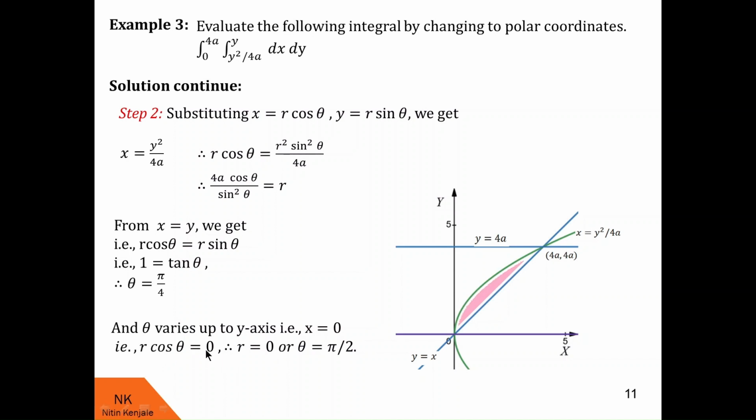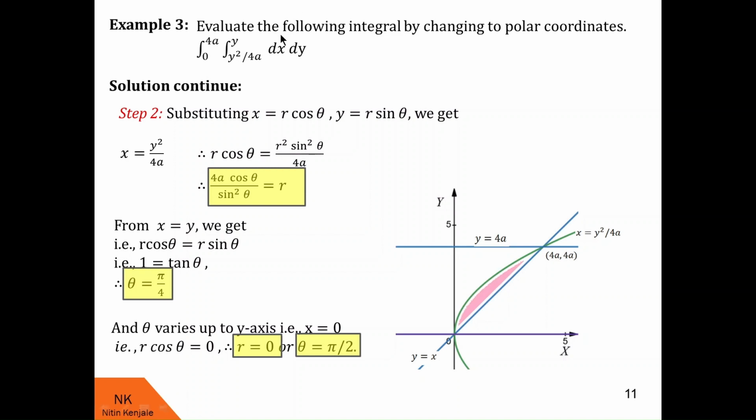And we know that cos theta is 0 at theta is equal to pi by 2. So here r varies from 0 to 4a cos theta upon sin square theta, and theta varies from pi by 4 to pi by 2.